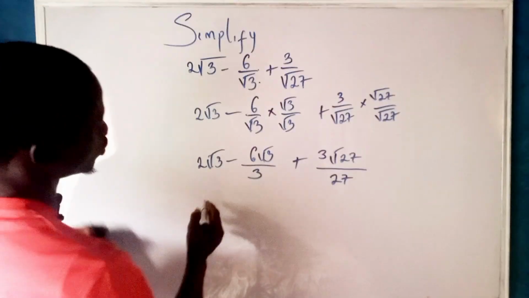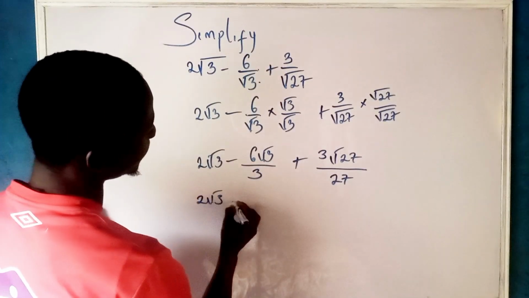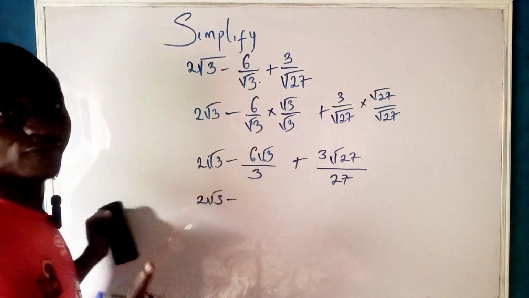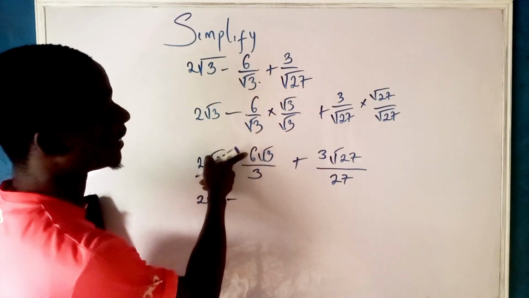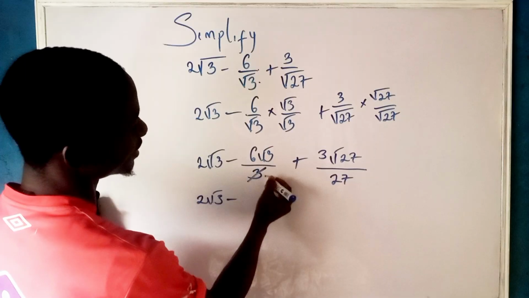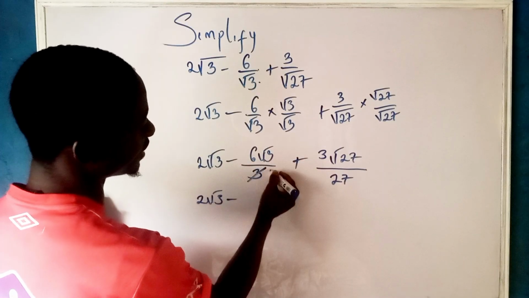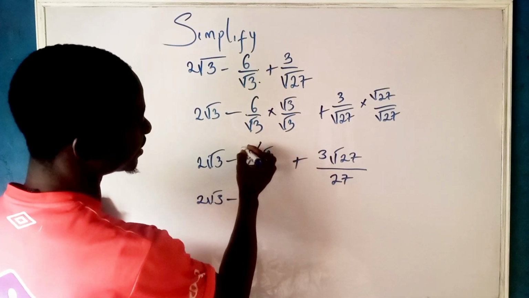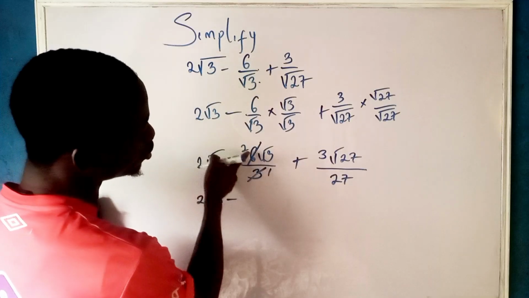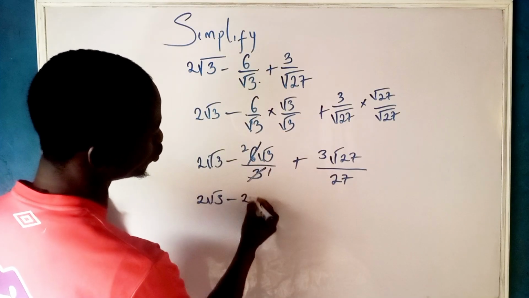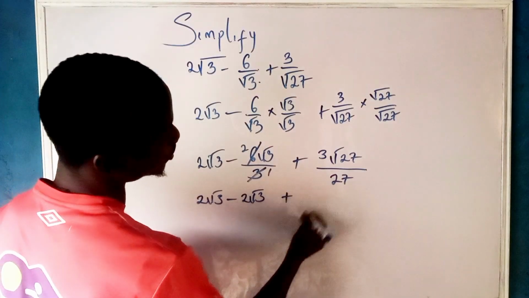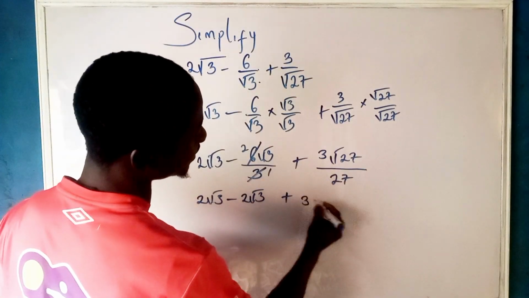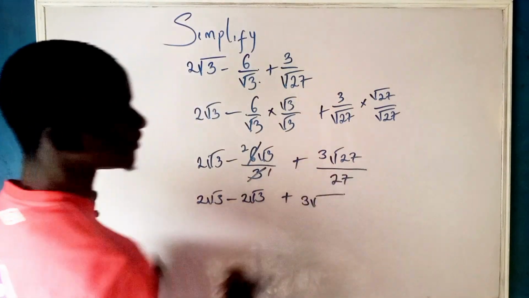Now, we simplify further. We say 2 root 3 minus, do not forget, this is a whole number. This is also a whole number. So this 3 can go into 6. 3 in 3 gives us 1, and 3 in 6 gives us 2. So you are left with 2 times root 3, which is 2 root 3. Then plus, we have 3 root 27.